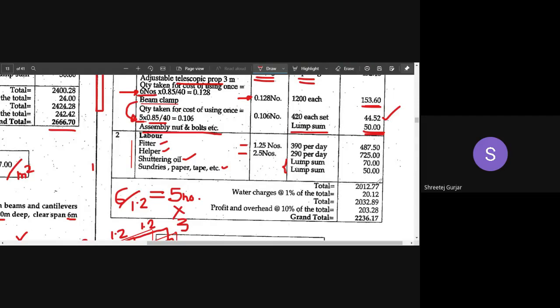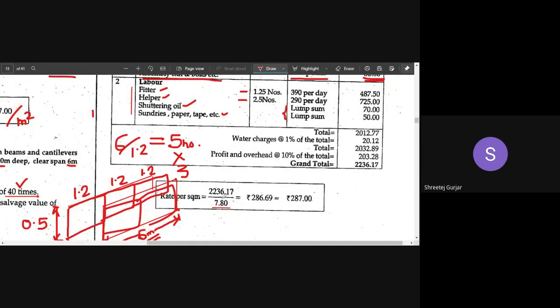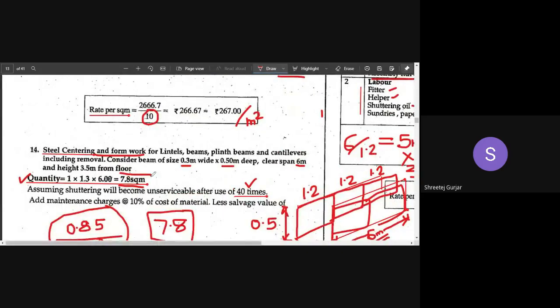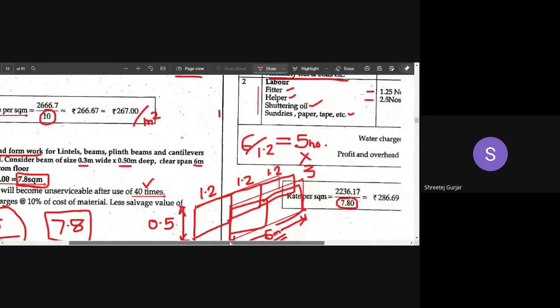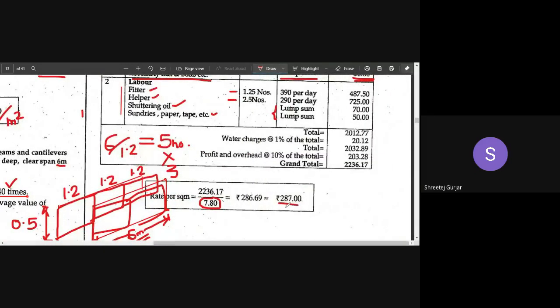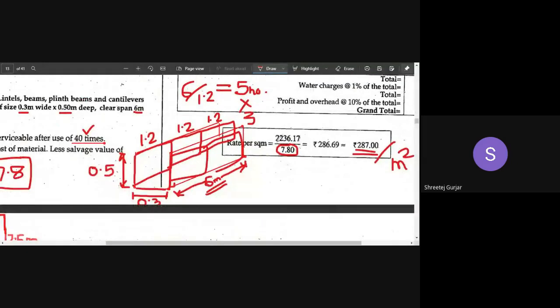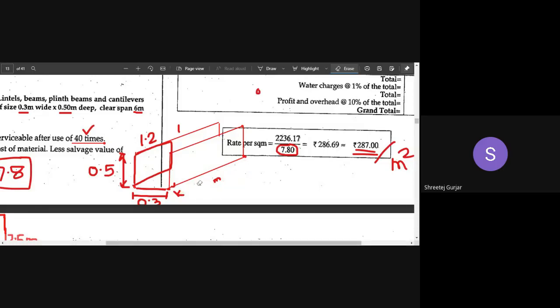You can calculate then the grand total. Divide that by the surface area which we had calculated initially, 7.8. Divide by 7.8, you will get the per meter square rate of the formwork and shuttering required for a particular beam of this size. So this is how you can calculate for your steel formwork as well as shuttering for a beam of size 0.5 by 0.3, and the span was 6 meters. So this is how you have to calculate.